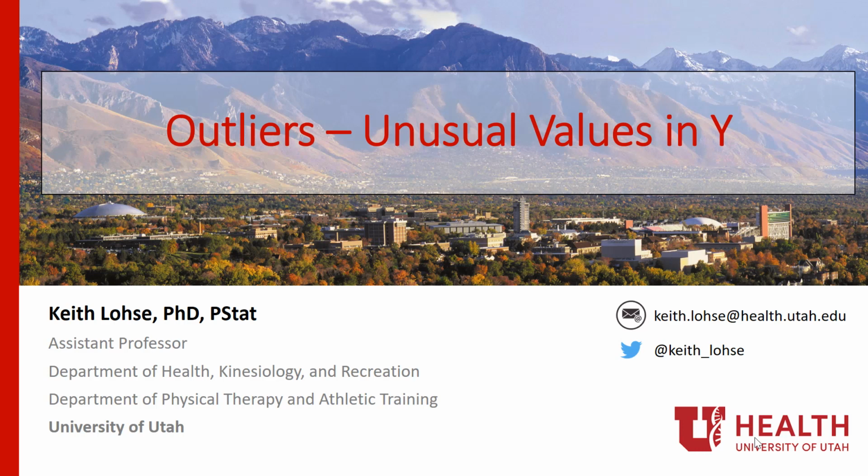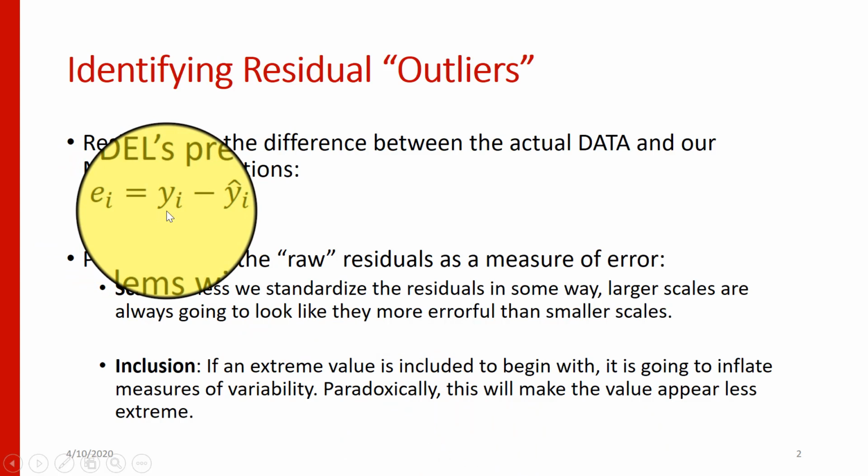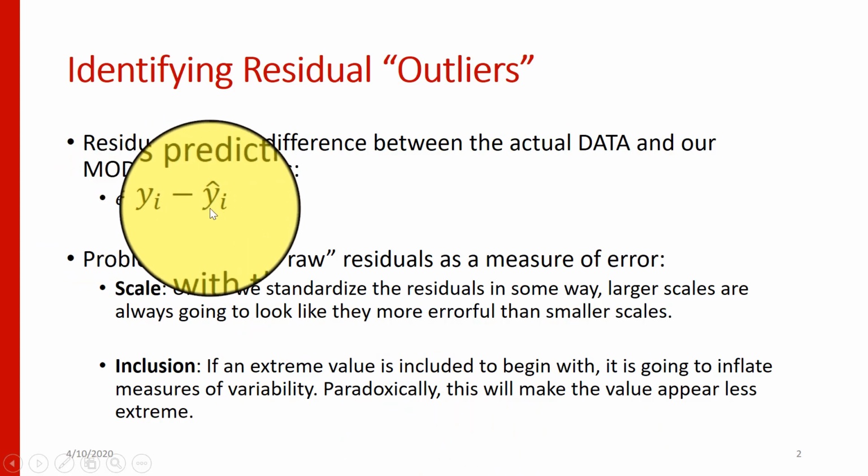In this video we're going to be talking about outliers, and specifically outliers among our residuals, which allow us to detect unusual values in Y. So when we're identifying residual outliers, we want to refresh ourselves of exactly what a residual is, right? The residual is the difference between the actual data and our model's predictions. So it is an error that results from the difference between the real data and what our model predicted.